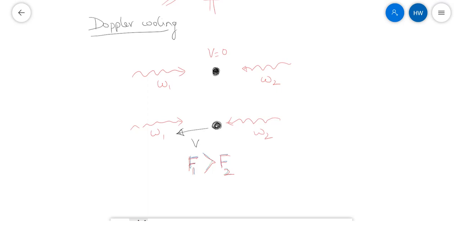I don't want this atom to absorb the omega 2 photon, because in that case I will essentially reinforce this original motion which is to the left. What I want is that this atom should actually absorb the omega 1 photon primarily, so that its motion towards that direction is impeded, right? That's precisely the notion.